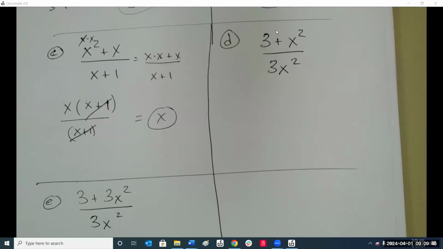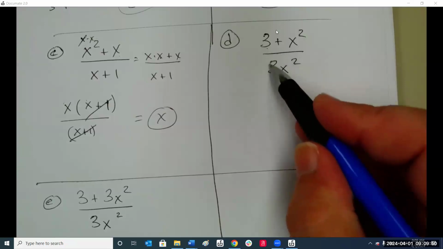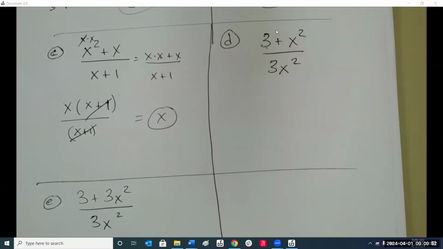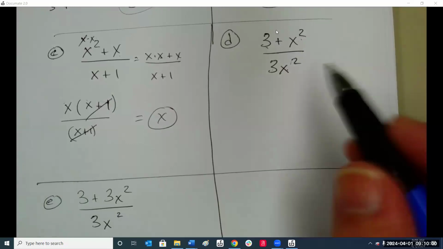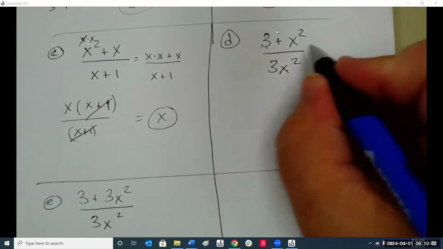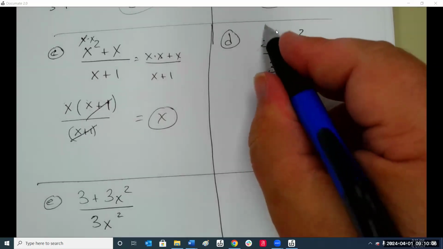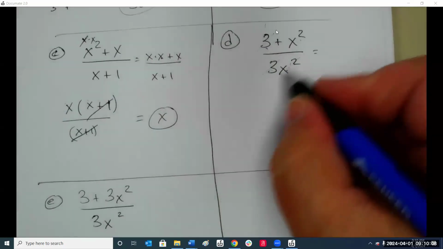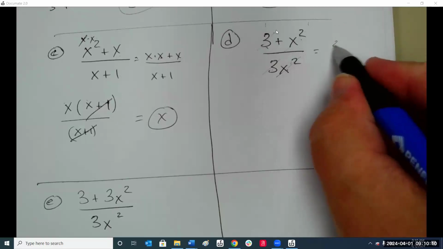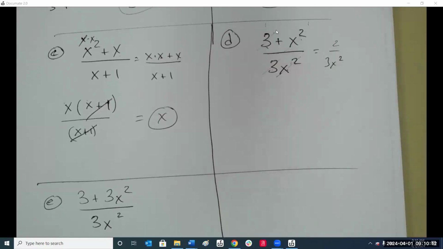How about the next one? Can the threes cancel? And then can the X squares cancel? No. Because if they canceled, okay, let's say they canceled, what do we get? The threes cancel, you get a one there, right? And the X cancels, so you get one there. So you get 2 over 3x squared.